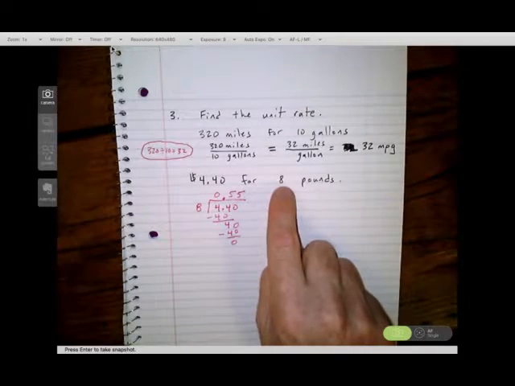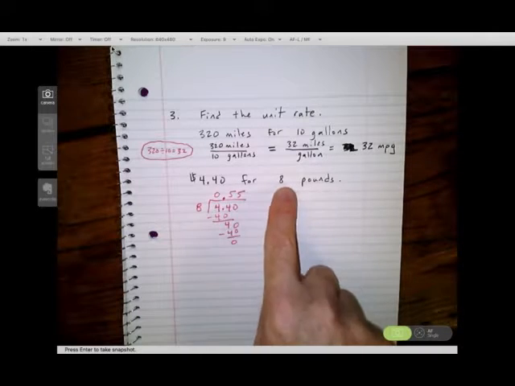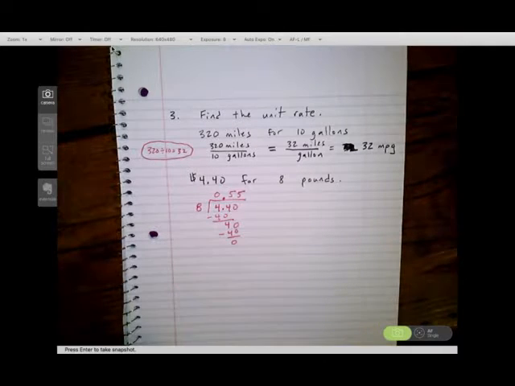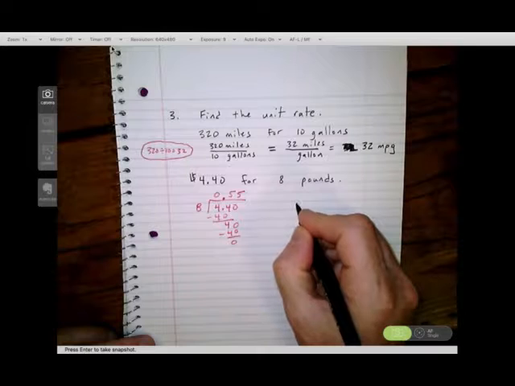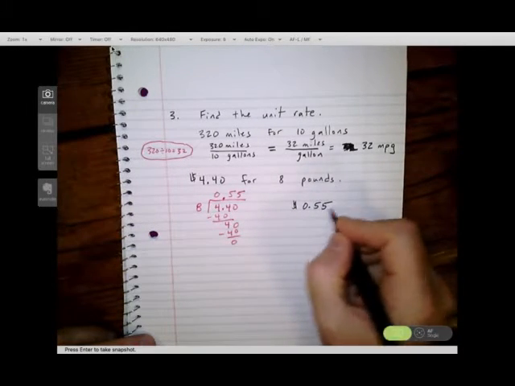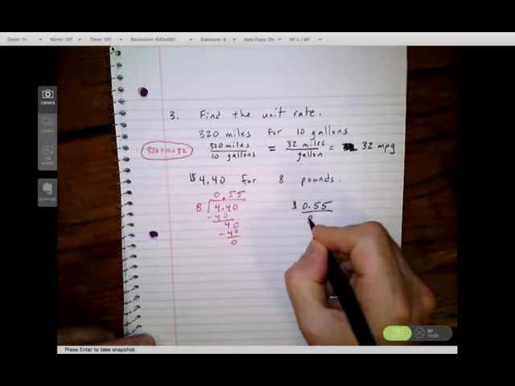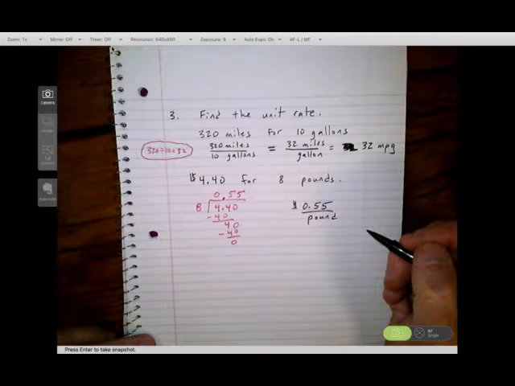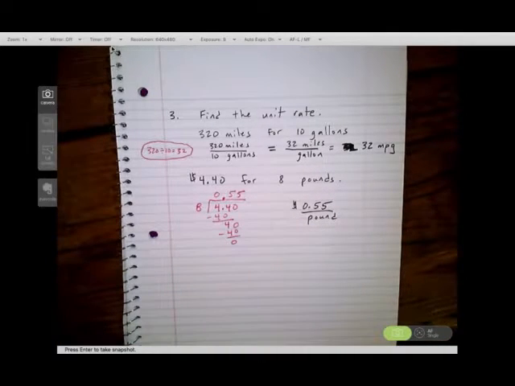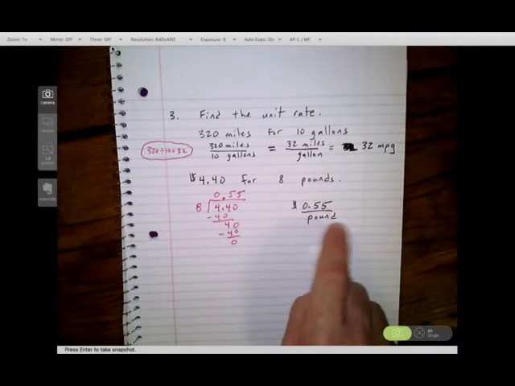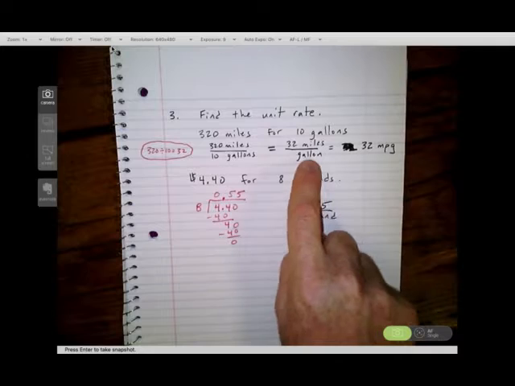So again, I want a 1 on the bottom. I want 1 pound. So 8 divided by 8 is 1. So I'm going to do $4.40 divided by 8 to get 55 cents. So the unit rate here is, I'm going to write it using dollars, 55 cents per pound. Again, I don't write the 1 on the bottom. Okay, so again, unit rate is a 1 in the denominator for whatever that quantity is. Here it's 1 pound, here it was 1 gallon.